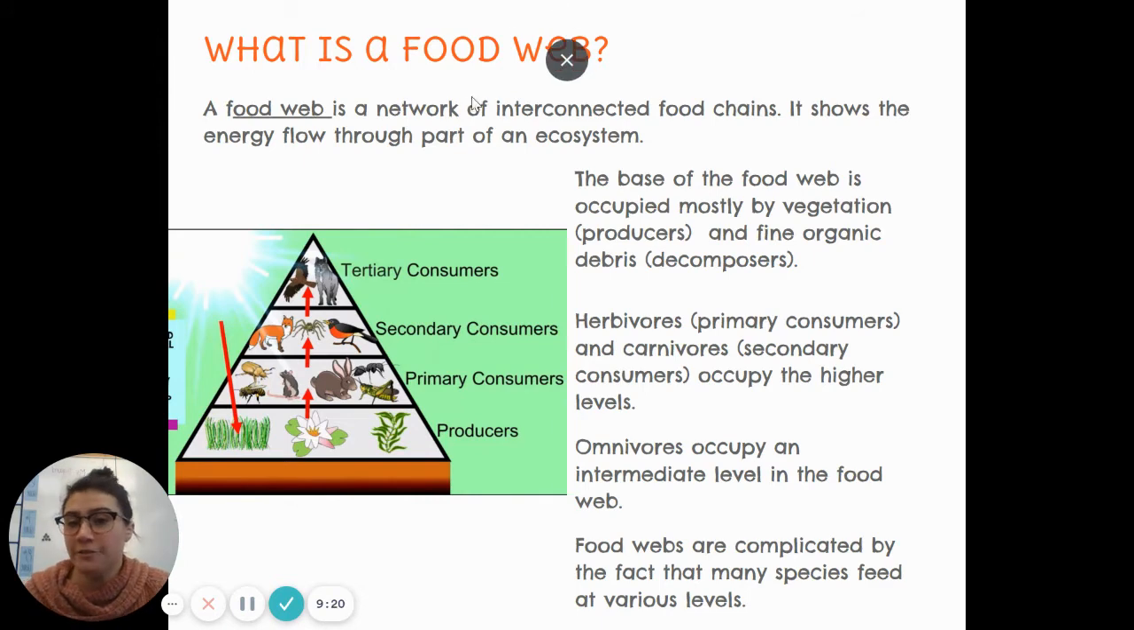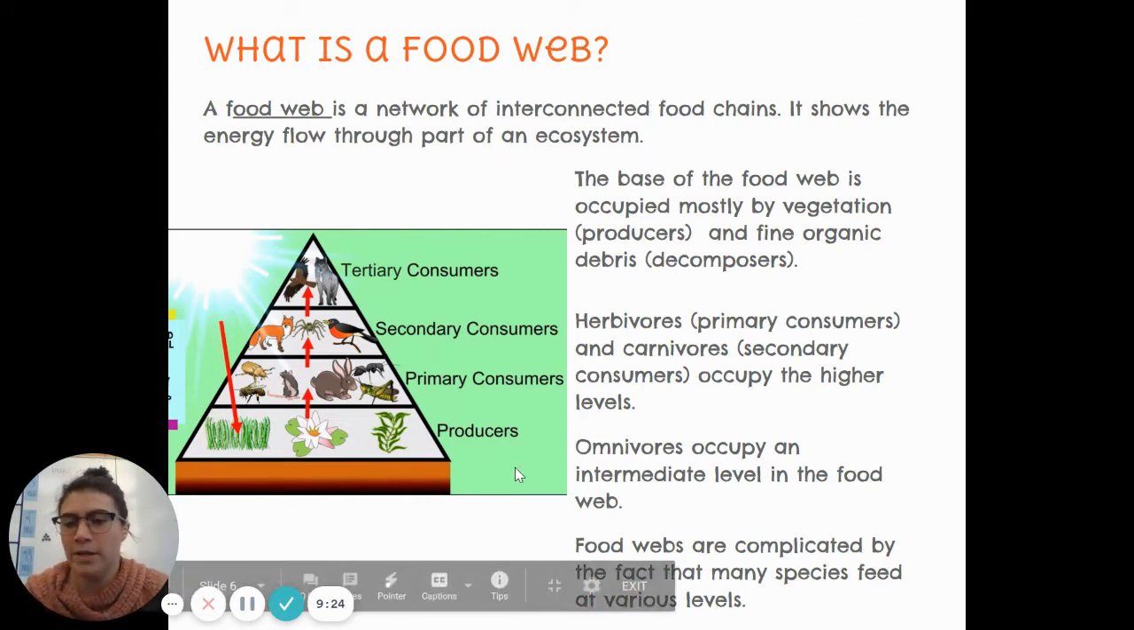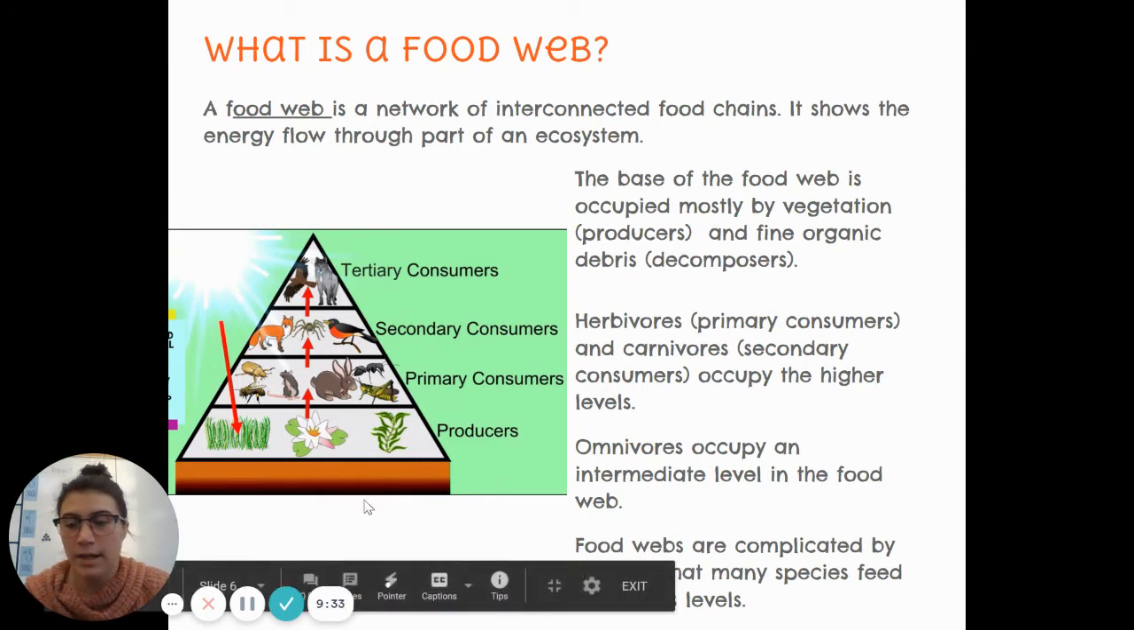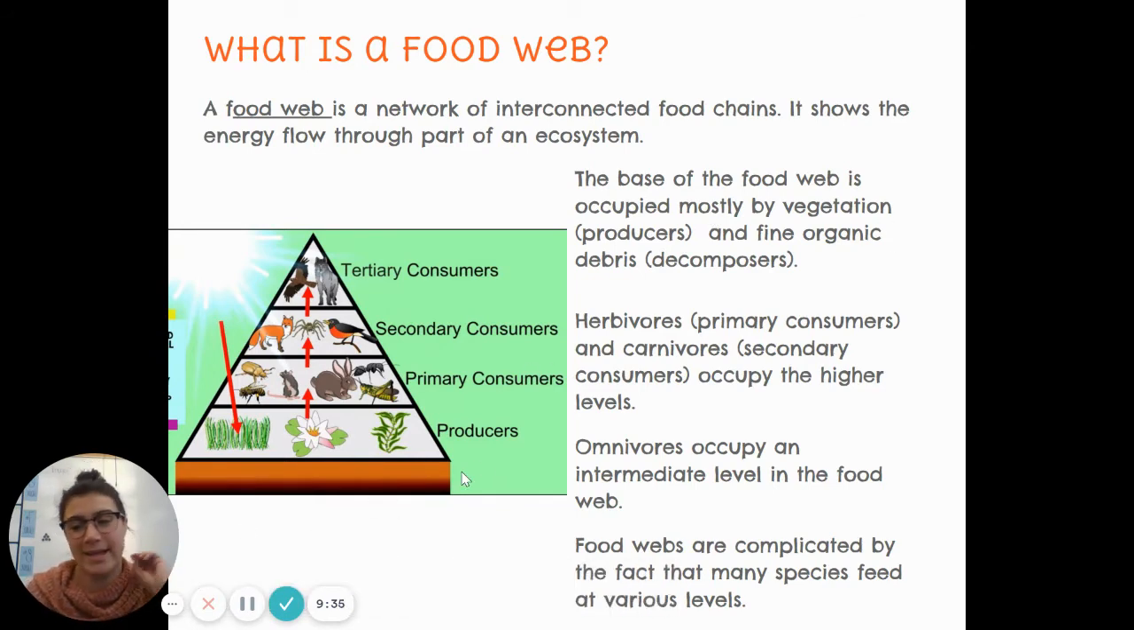So it shows the energy flow through part of our ecosystem. We know that producers, which are the base of our pyramid, are going to be at the bottom. And that has the most energy because they are getting their energy directly from the sun. So they are the first things that have the most energy because they produce it themselves.